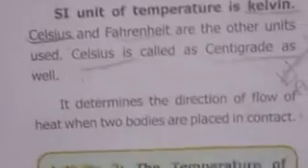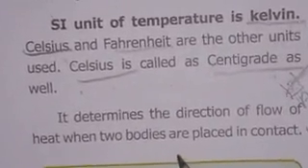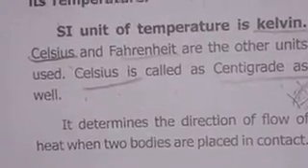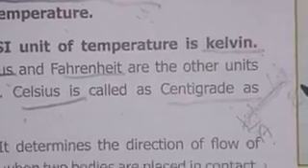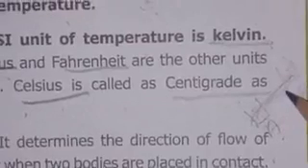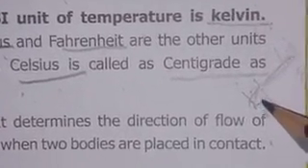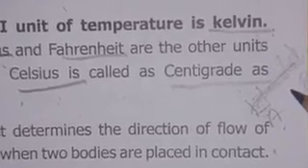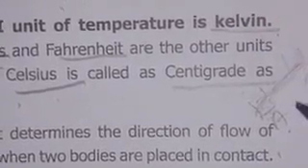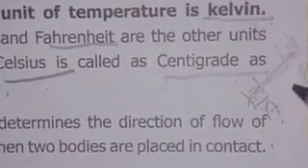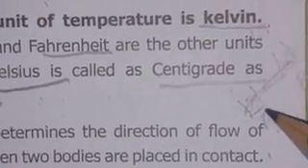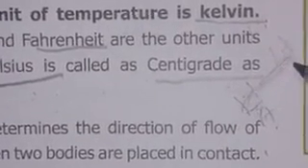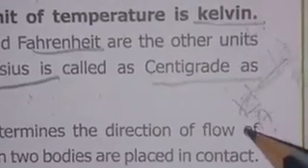The temperature determines the direction of flow of heat when two bodies are placed in contact. Two beakers are taken, first A and second B. Both are in contact, meaning connected. From which direction the heat will flow to the other, we can find out with the help of the temperature. The heat always moves from higher to lower. Where the heat is more, from that beaker to the beaker with less heat, the heat is transferred.